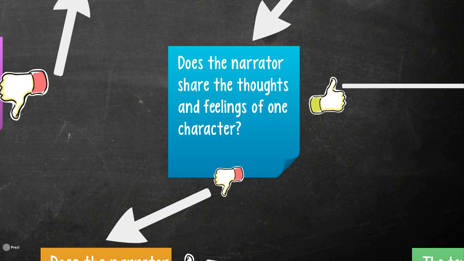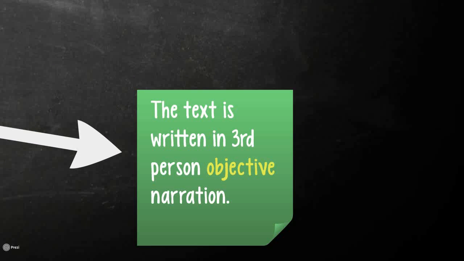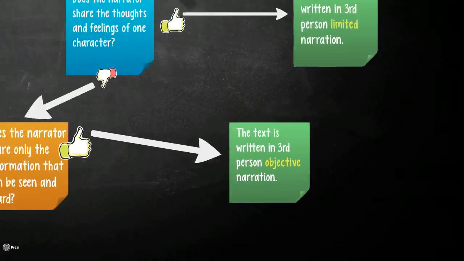But if the narrator is not sharing the thoughts and feelings of even one character, then they're probably only sharing information that can be seen and heard. Kind of like in a movie where you can only see and hear things, you can't actually read the thoughts of the characters. That's what this kind of narration is. It's called third-person objective narration because it gives the reader an objective point of view into the text.